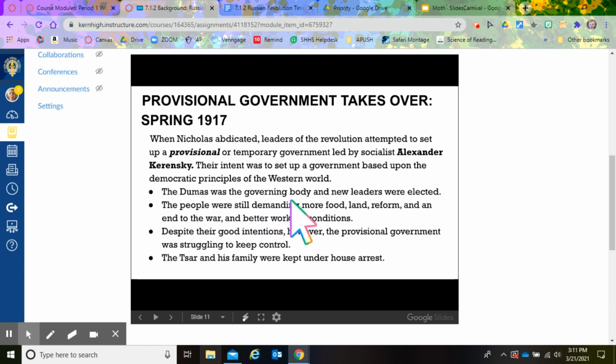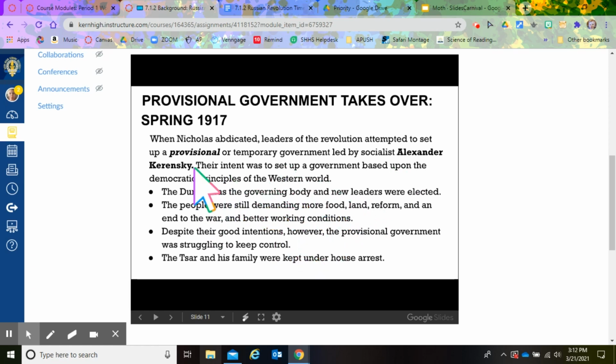The Duma was the governing body, and new leaders were elected. The people were still demanding more food, land and reform, and an end to the war and better working conditions. Despite their good intentions, however, the provisional government was struggling to keep control, and the Tsar and his family were kept under house arrest. So at this time, the provisional government, this temporary government, was in control, but they still did not have the same abilities of control that they would have liked.